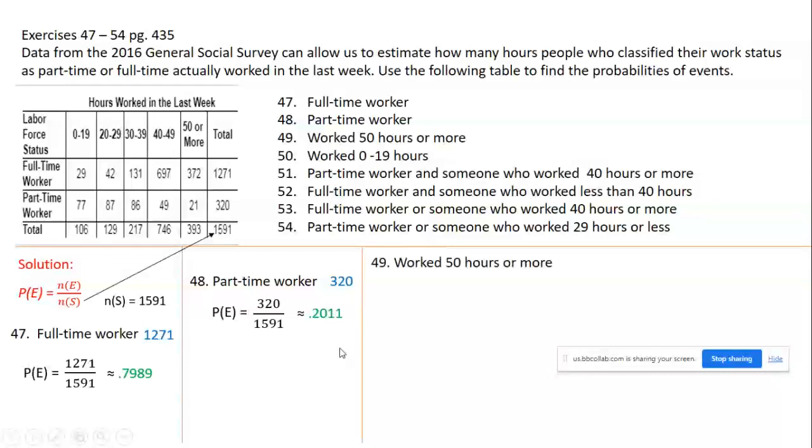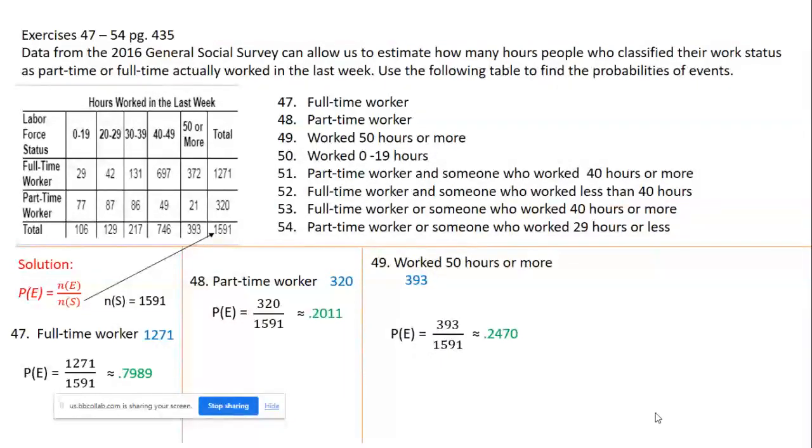All right, so let's do 49. Worked 50 hours or more. Here, that means that they worked 50 or more hours. If we look here, there's a column for 50 or more hours. So the total number of people that worked 50 hours or more is this number, 393, our total. That is our event. We're going to divide that by our sample space, and that's going to give us, again, the estimation of 0.2470. Okay, so these are very straightforward. I hope you see how easy they are.